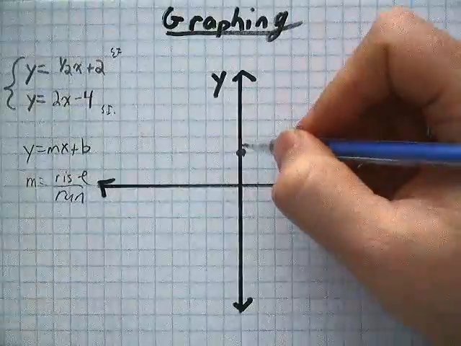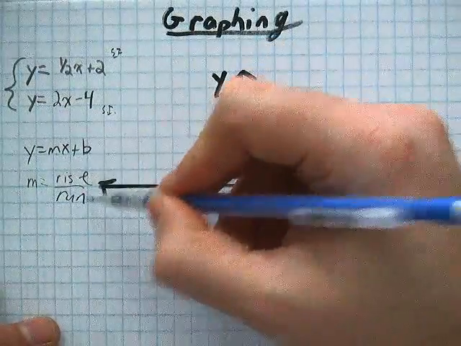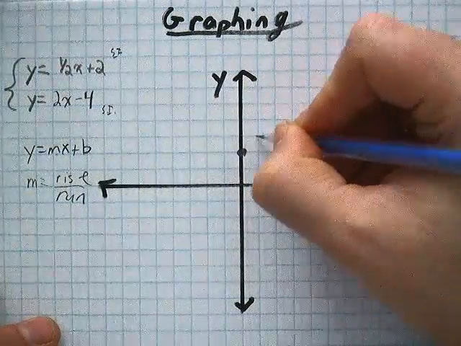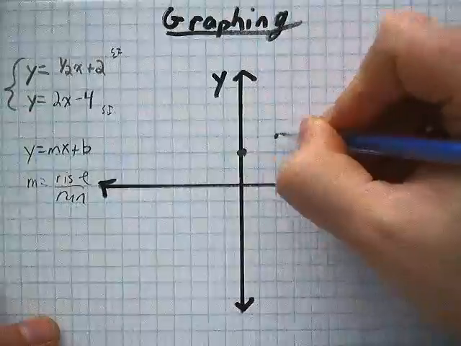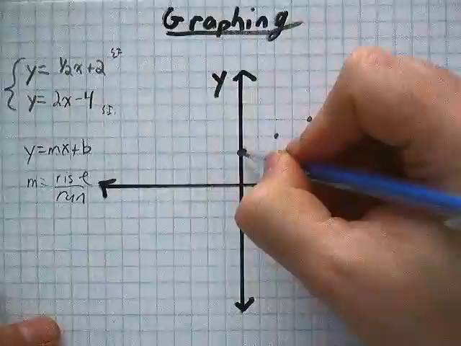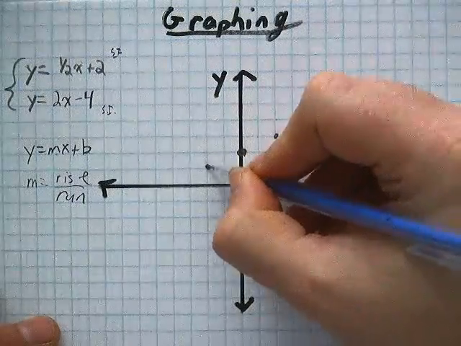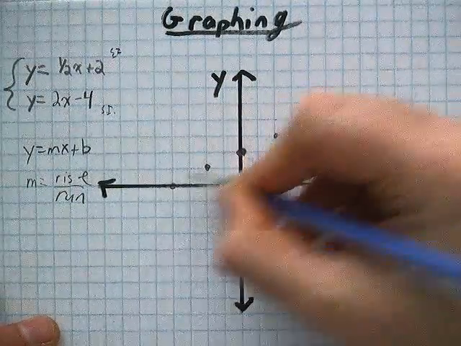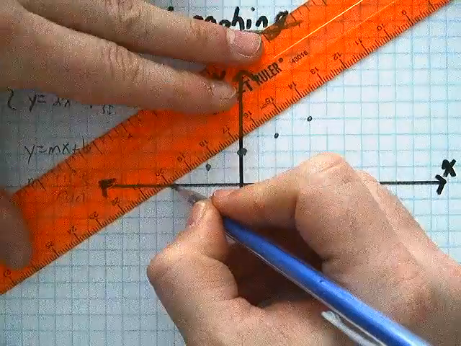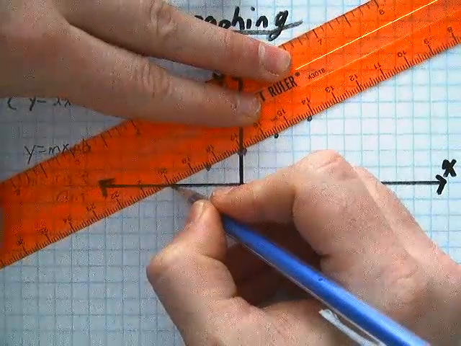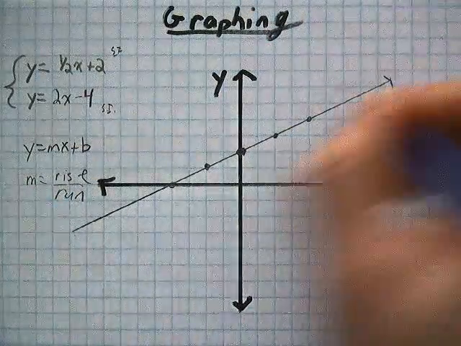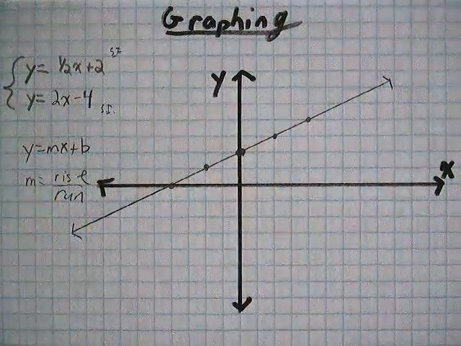Now what I always tell my students is to always run right the first time. So I know I'm going to rise 1 and then run right 2. After I've done that, I'm going to do the same pattern, rise 1, run 2, another time to the right, and then another time or two to the left, just to make sure that I've got a good line. And then take my straight edge and draw the line. Once again, accuracy matters here. Let's draw my line there.